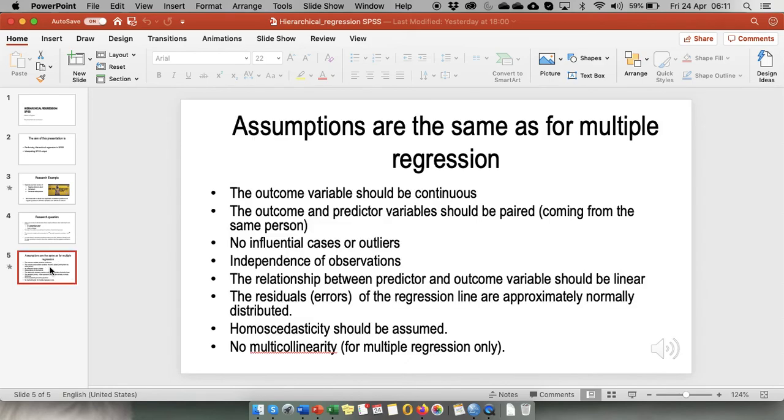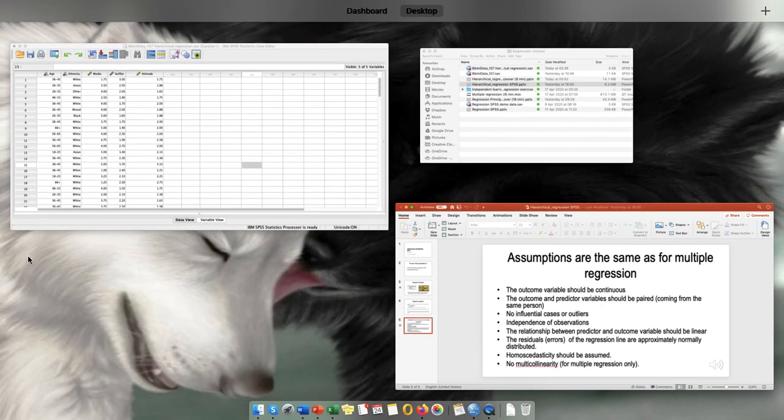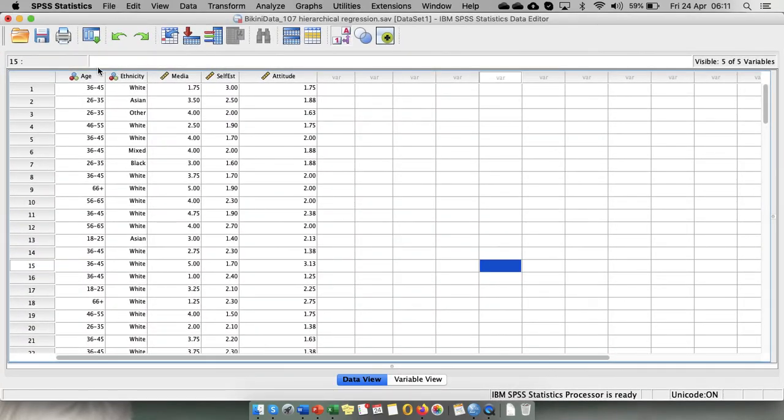In terms of the assumptions, all the assumptions for hierarchical regression are the same as for multiple regression, and all the assumptions are tested as part of the regression analysis. So let's have a look at the data. So we have our participants in different age groups, their ethnicity. All participants were females, so gender was not recorded. And we have perceived media pressure, self-esteem, and attitude to advert.